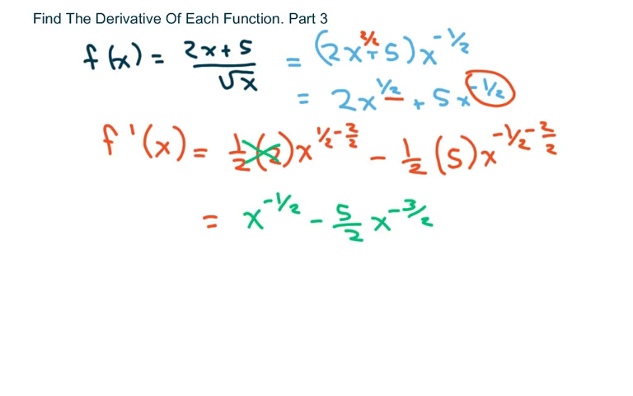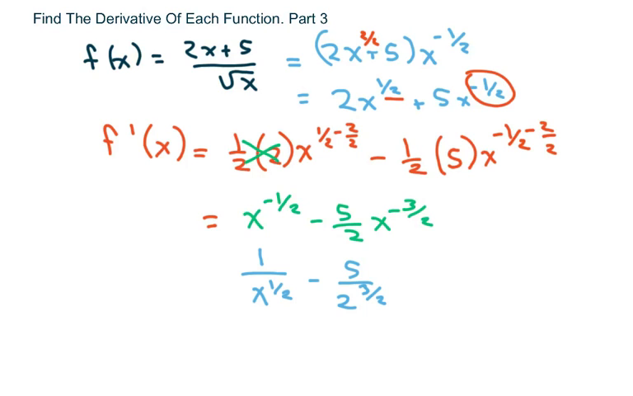So basically, if you want, you can multiply everything through. Let's just go ahead and write this. If you want, you can multiply everything through by 2. Let's just go ahead and rewrite this. So this is 1 over x to the 1/2 minus 5 over 2x to the 3/2.